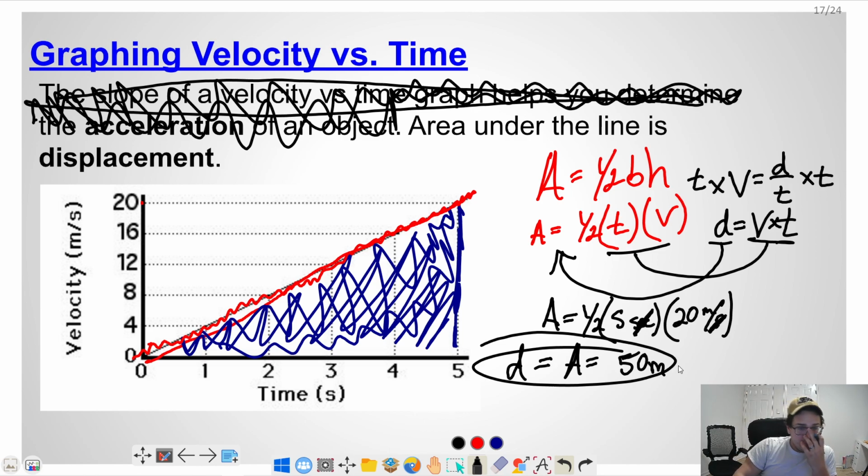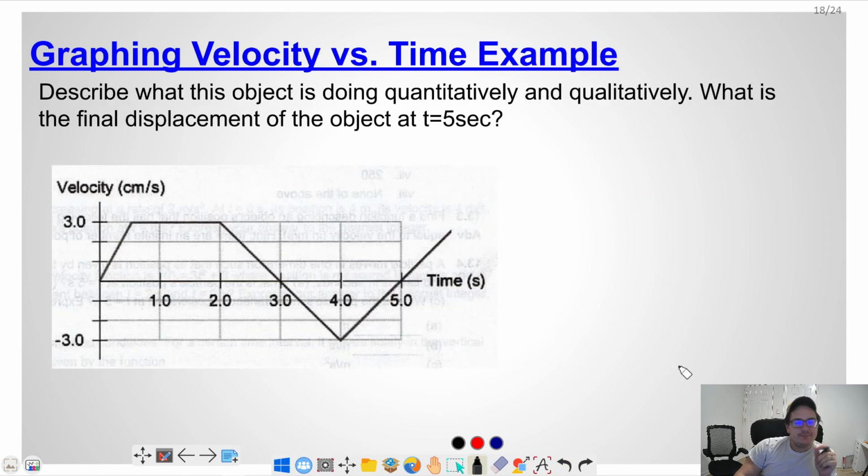Okay? All right, here's what I want you to do. Look at this question and try to find the area under the line and find out what is your final displacement at t equals 5 seconds. Okay? So go ahead and hit pause on the video, try this on your own, see if we get there. If you have no clue, just wait a second, we'll do it together.